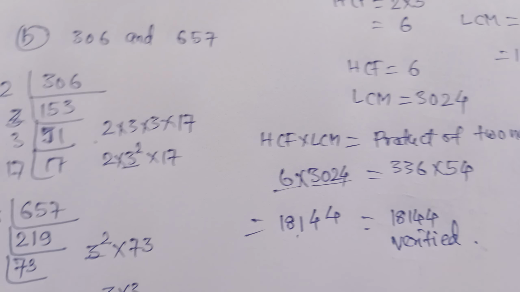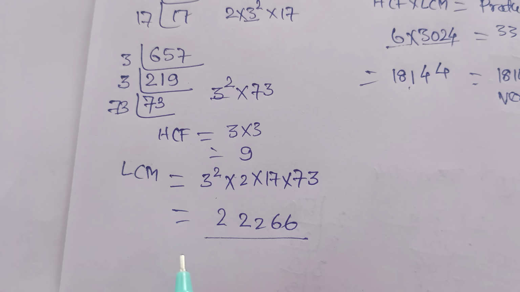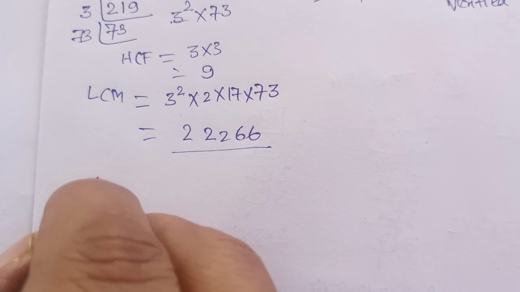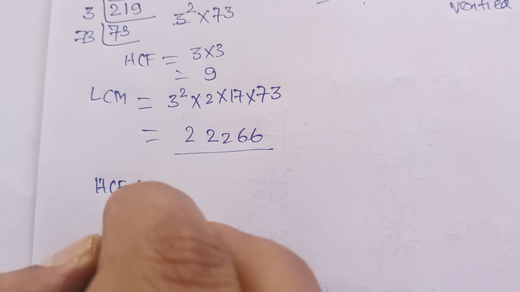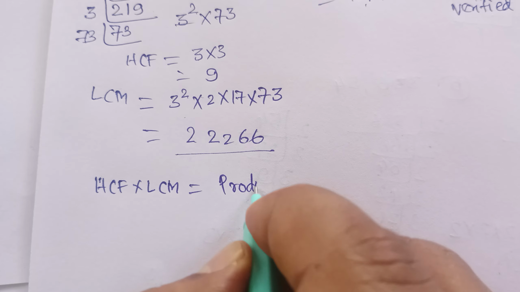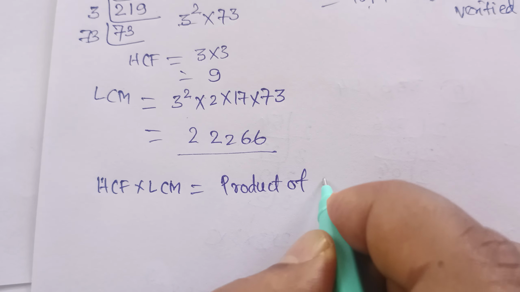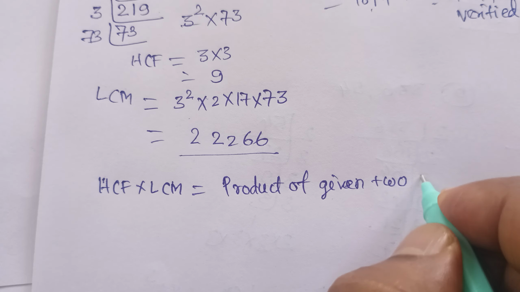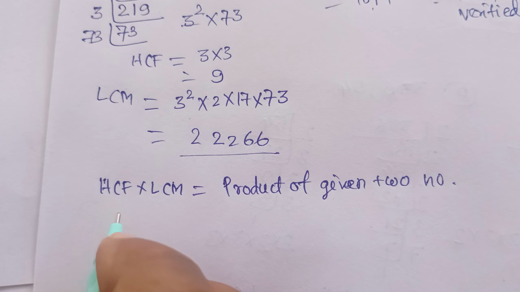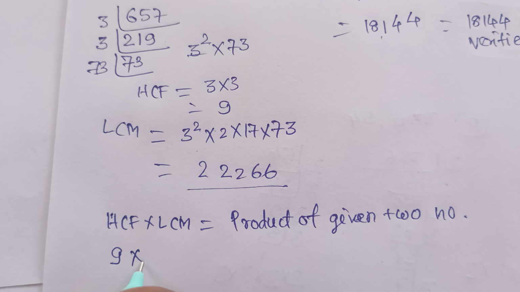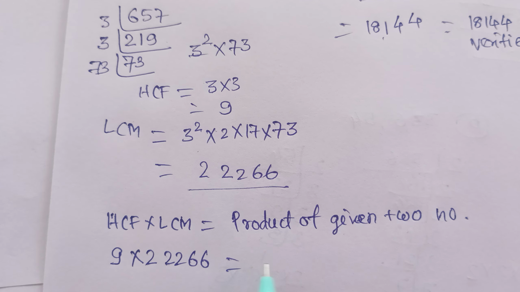Now we have to verify this. How can we verify? We have to verify using the formula HCF into LCM is equal to the product of the given two numbers. The HCF we already got is 9. So we have 9 into 22266, and the product of the given two numbers.